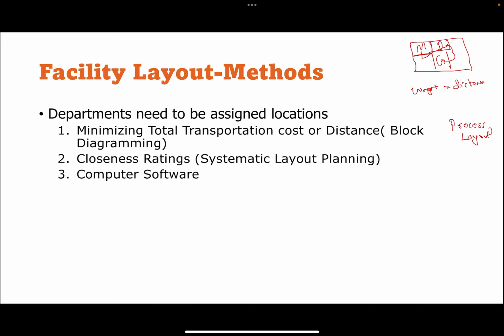The second method is the closeness rating, which is called systematic layout planning. In this method, the facilities are arranged on the basis of their proximity or closeness ratings. That means some departments need to be very close to each other, it is essential for them to be close, and for some departments it is not important to be close together, and some departments should not be close together. Like that, there are several closeness ratings. On the basis of these closeness ratings, we will arrange the facilities. That is the closeness ratings method. Then we have dedicated computer software which is used to assign locations for the various departments in a facility layout.